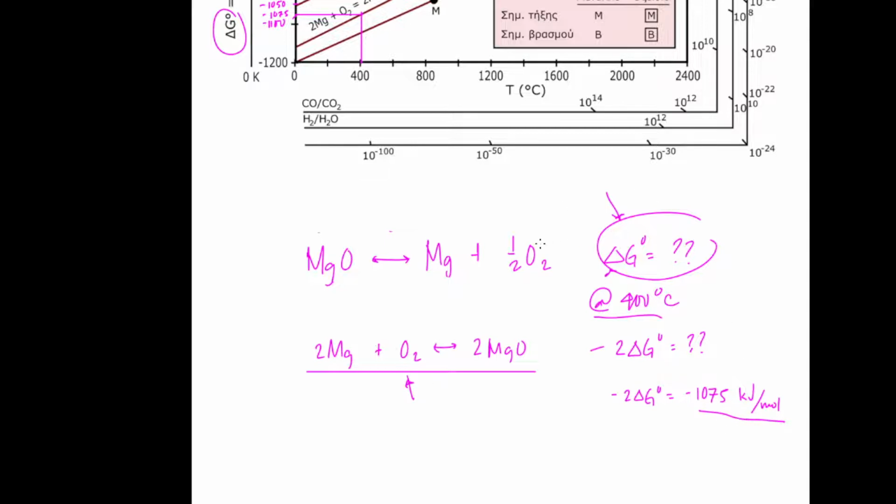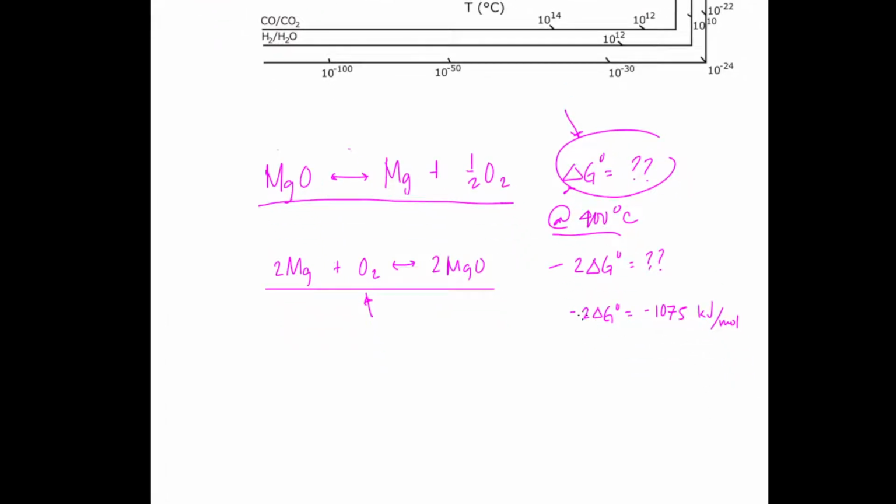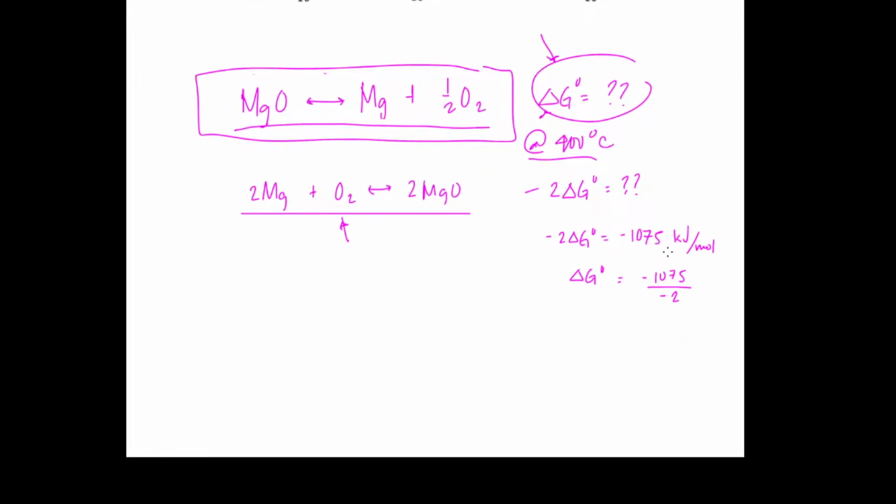Pero ang hinahanap ng problem is, what is the delta G if it is written this way? So kaya natin siya i-divide by negative 2. To find delta G as written this way, to find this delta G right here, kailangan natin siyang i-divide by negative 2. And whatever we have there should be the delta G as written this way. Okay? So that's the simplest case, no?